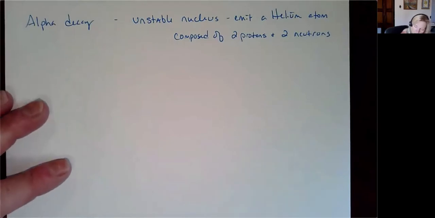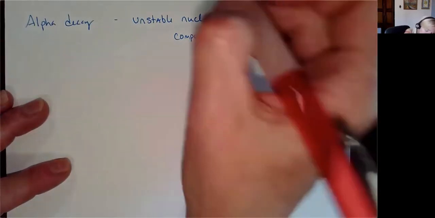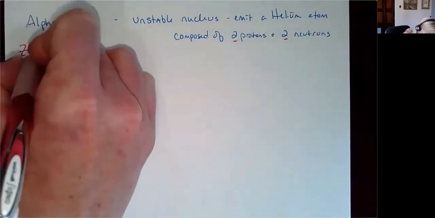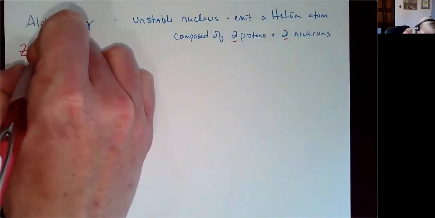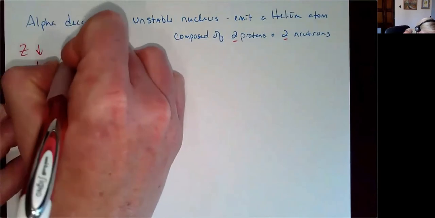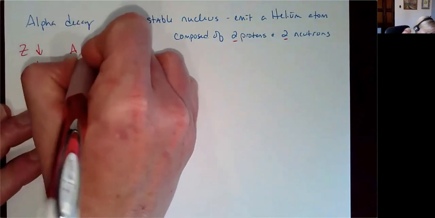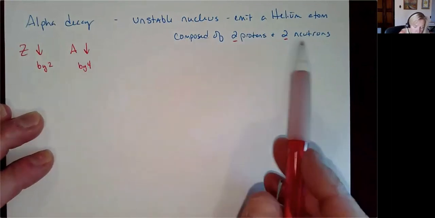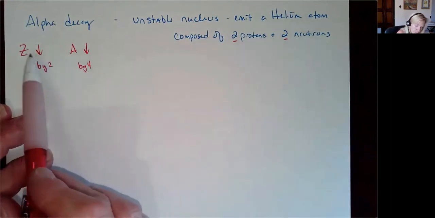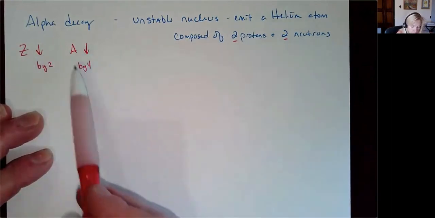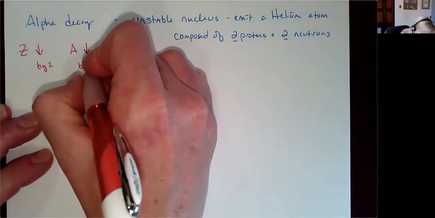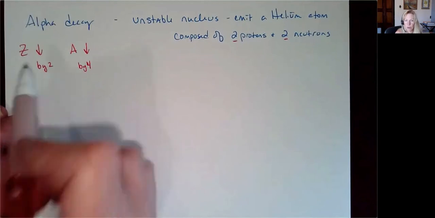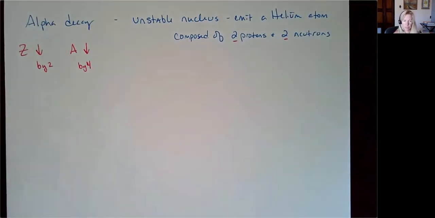So in an alpha decay, because I'm losing 2 protons and 2 neutrons, my atomic number is going to go down by 2, and my mass number is going to go down by 4. Because my mass number is the number of protons plus the number of neutrons. So if I'm losing 2 protons, 2 neutrons, my mass number is going to go down by 4. My atomic number is only going to go down by 2 because this is just a measure of the number of protons that I have in that system.